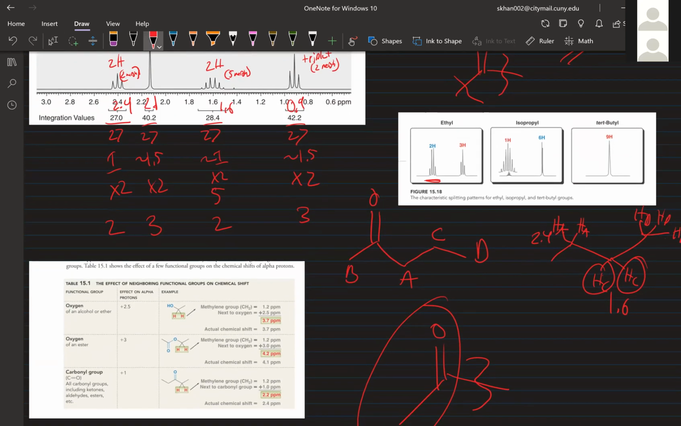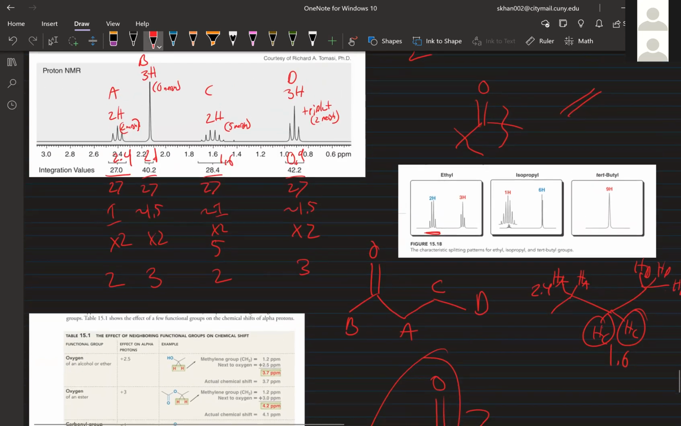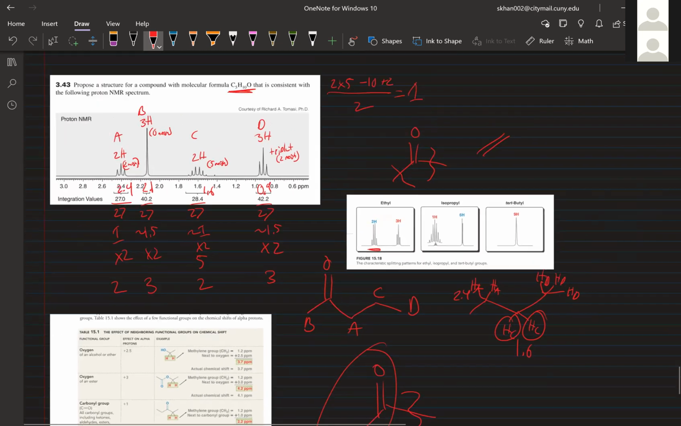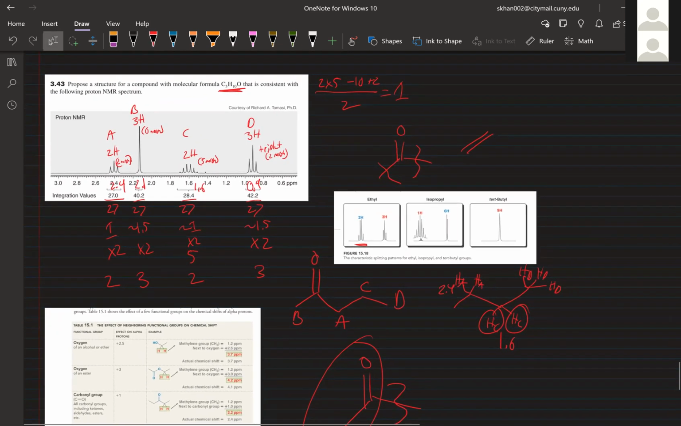So this is B. B was a singlet, no neighbors, and it's shifted, which makes sense because it's next to a carbonyl group. A is more shifted than C and D because it's closer to the carbonyl group, and then C and D are 2 H's and 3 H's, and boom, that's how you get your structure. So you used every little thing to fill out the different pieces of the puzzle.